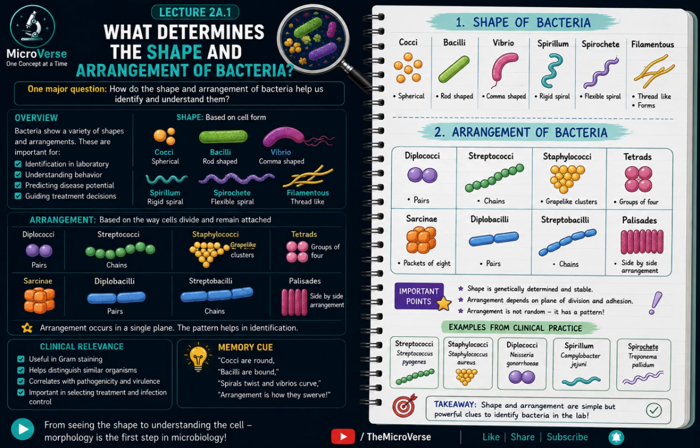Then we go for shape versus arrangement. So let's make the distinction very clear. Shape means what does one bacterial cell look like? Coccus, bacillus, vibrio, spiral, and so on. Then arrangement means how the cells are positioned relative to one another. Pairs, chains, clusters, tetrads, packets, and palisades. So, shape describes the individual cell and arrangement describes the group. That distinction is very useful in examination and in practical microbiology.